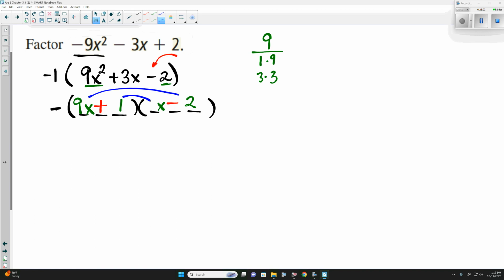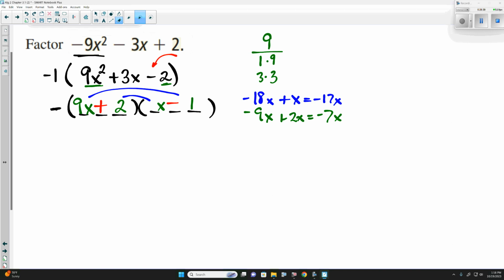Now we can check this here. 9 times negative 2 is negative 18x. 1 times x is plus x, which gives us negative 17x. Well, that's not the middle term we want. Yes, I mean, we can switch it here, which would give us negative 9x plus 2x, which is negative 7x. It's closer than our first one, but not quite what we want.